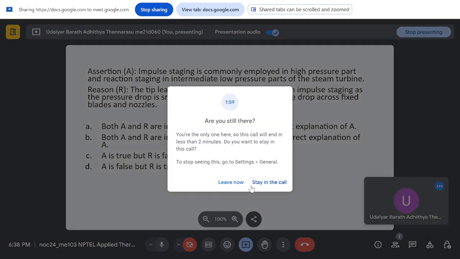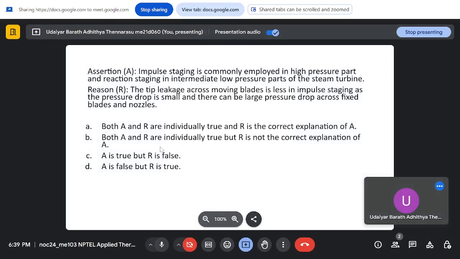So moving on. The next statement is: impulse staging is commonly employed in the high pressure part, and reaction staging in the intermediate and low pressure parts of the steam turbine. Reason: the tip leakage across the moving blade is less in impulse staging, as the pressure drop is small and there can be a large pressure drop across the fixed blades and nozzle. Similar statements, we have to see what is true. Here too, both the statements are true, and the reason is the correct explanation for A.